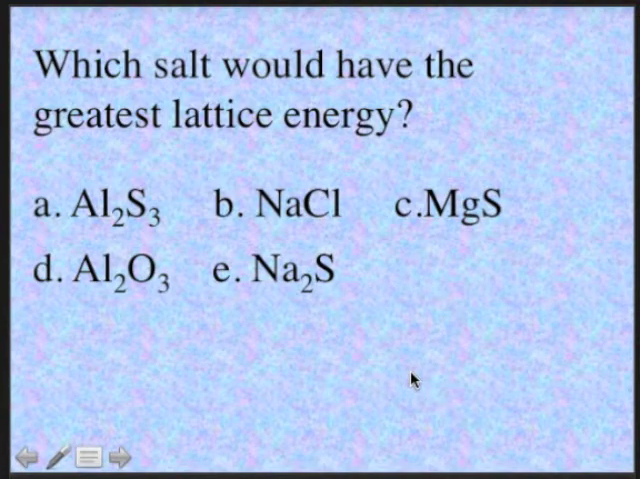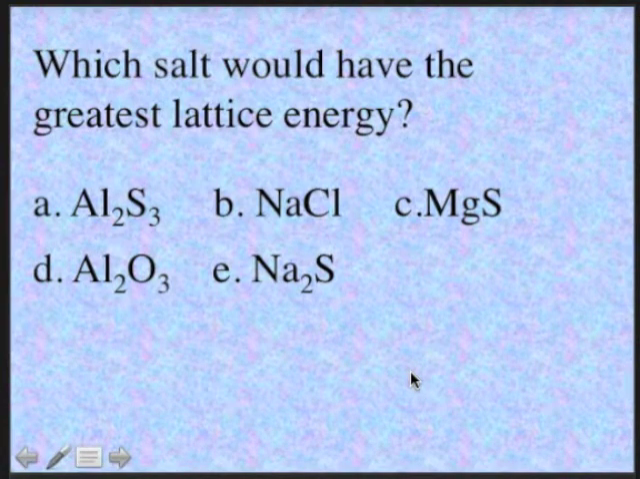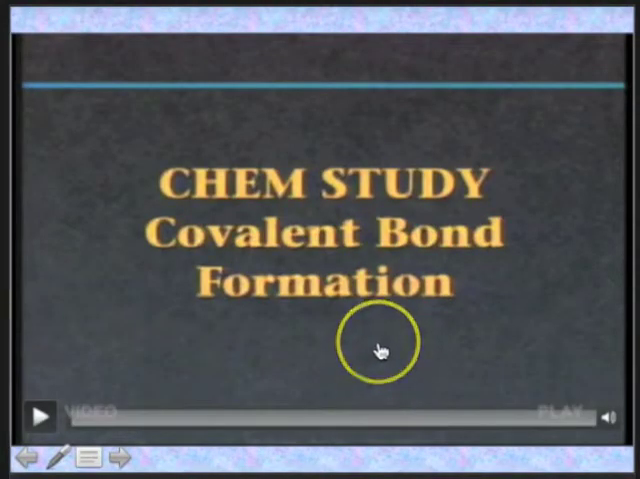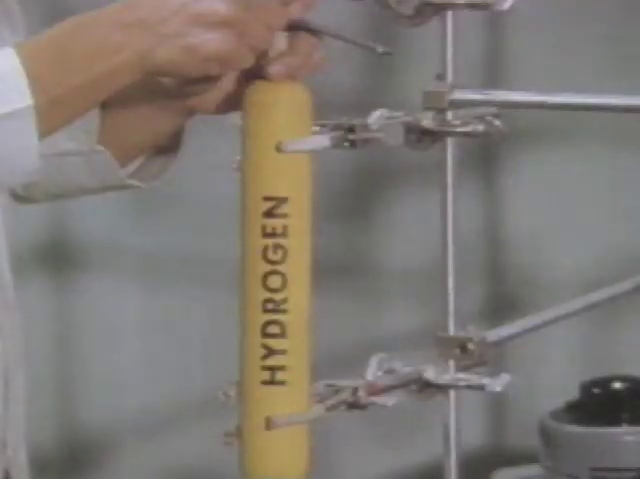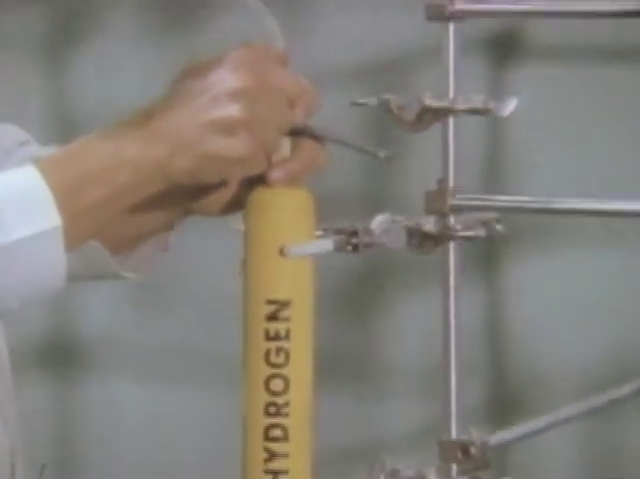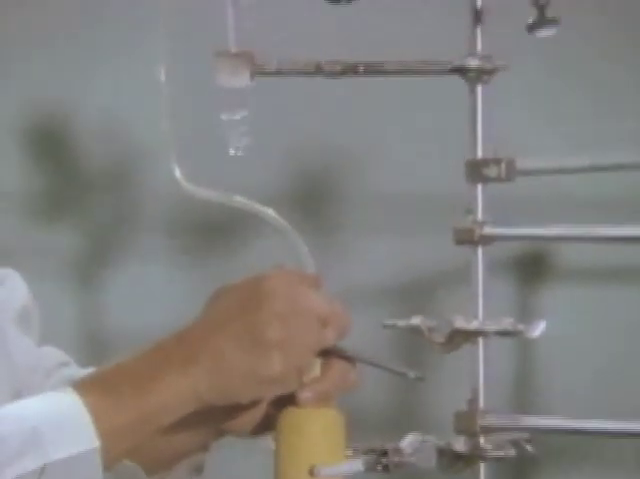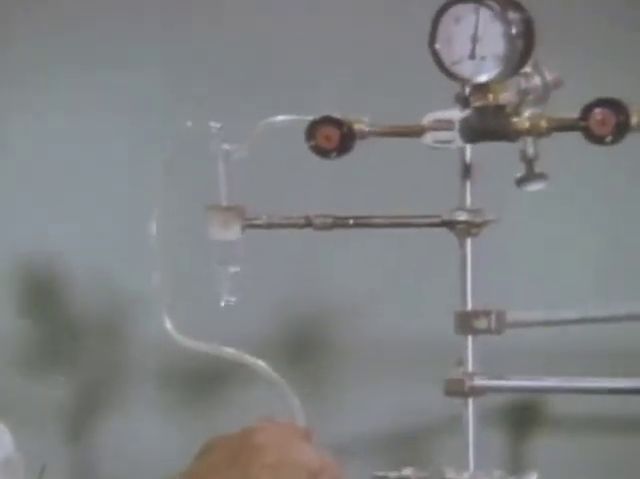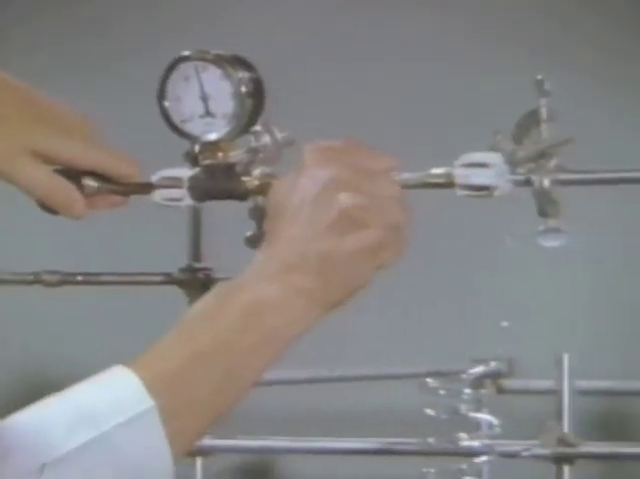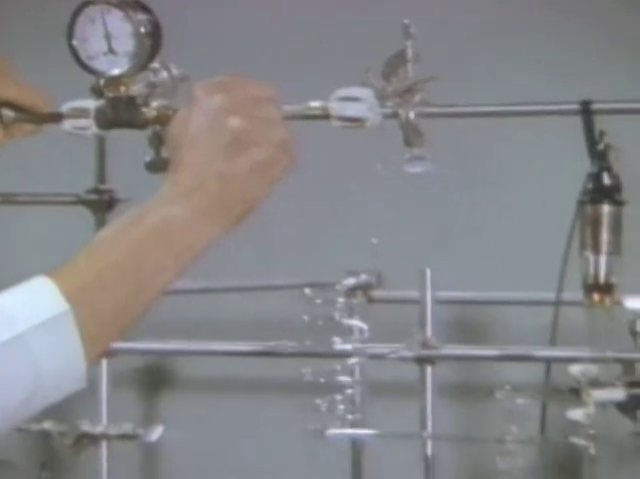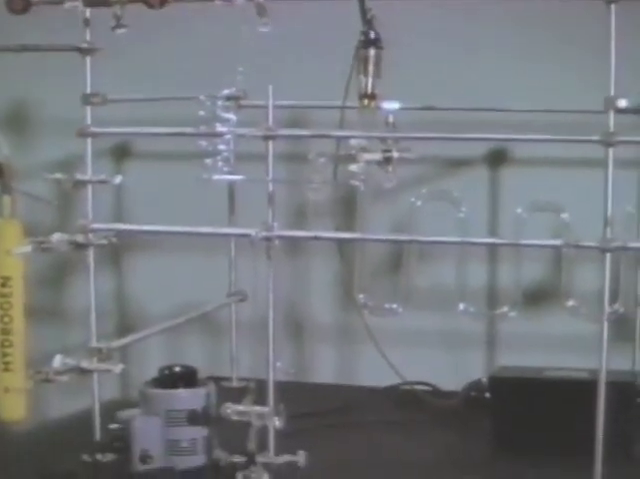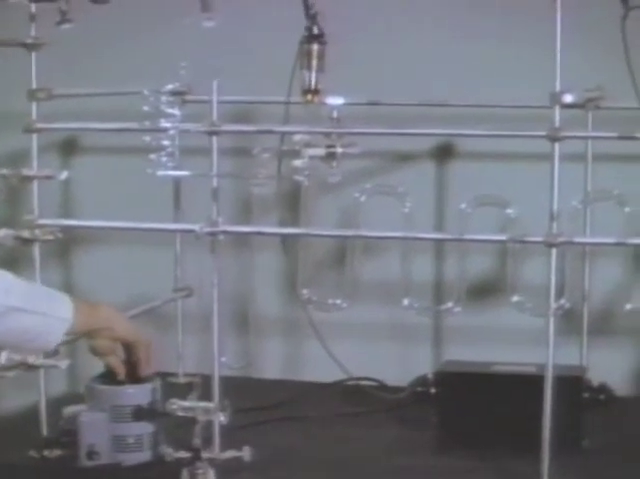All right, let's take a look now at another kind of bond formation. That's the covalent bond formation. We shall consider the bond in the simplest molecule, hydrogen. This apparatus permits us to introduce H2 molecules into a discharge tube to convert them to hydrogen atoms, and then study the regeneration of hydrogen molecules. After adjusting the gas flow, the voltage is turned on.